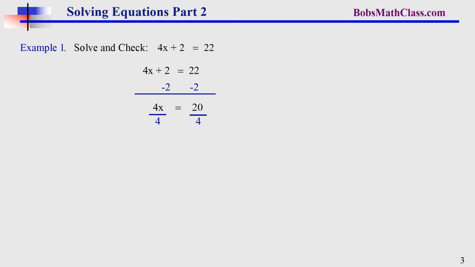Now on the left-hand side, the 4's cancel, and we're only left with x. And on the right-hand side, we could divide 4 into 20, which is 5. So there's our answer, x equals 5. We'll do a check on this one.